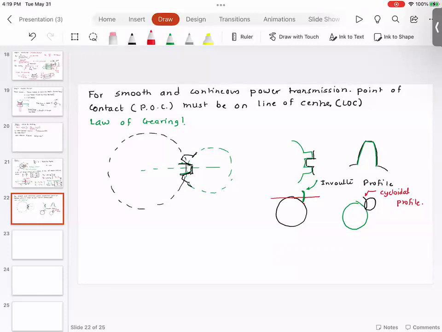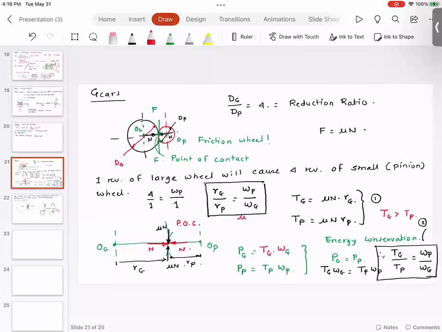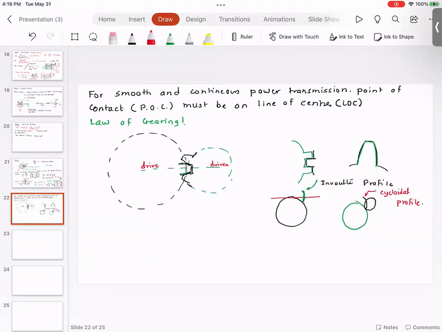Involute gears are cheaper to manufacture, they work fine, but they are noisy. Cycloidal gears are expensive, but they are stronger and quieter. If you look at the way the force gets transmitted from a drive gear to a driven gear, unlike the friction wheel where the force is perpendicular, the force would be at an angle. And this angle is called the pressure angle.